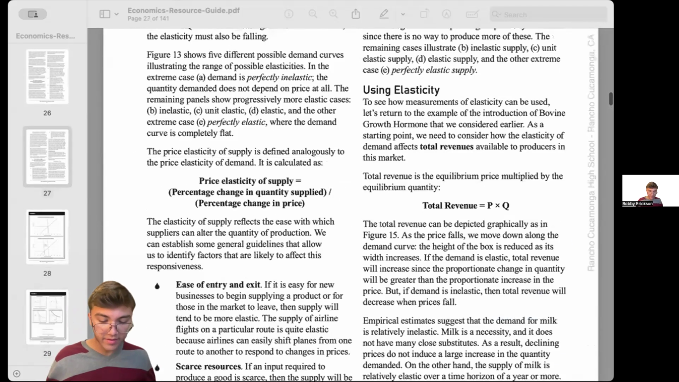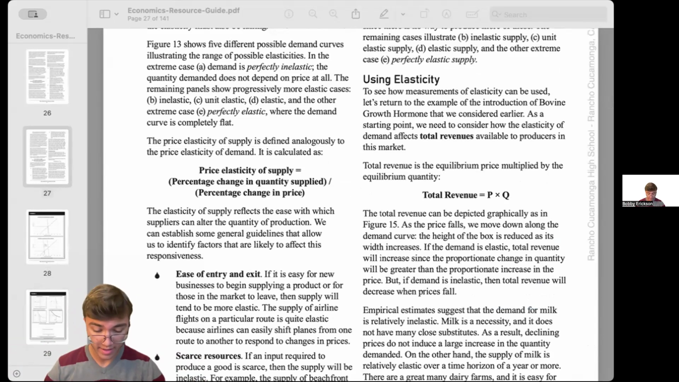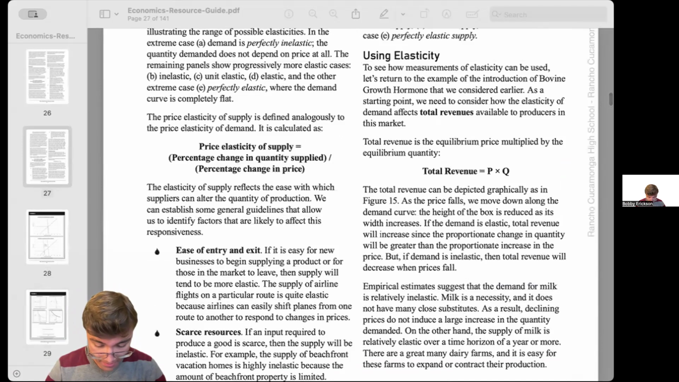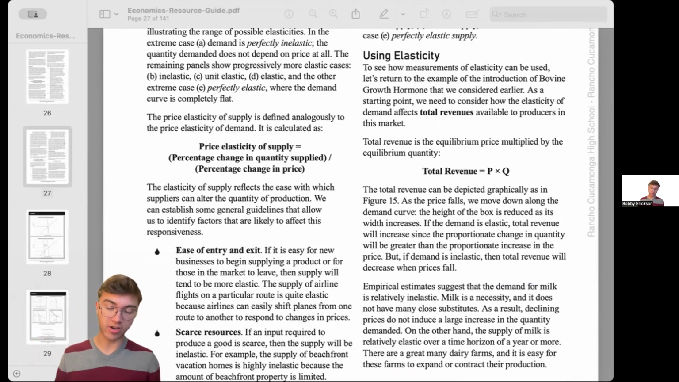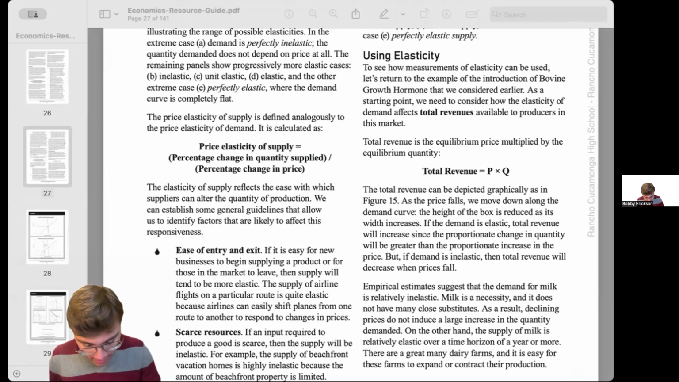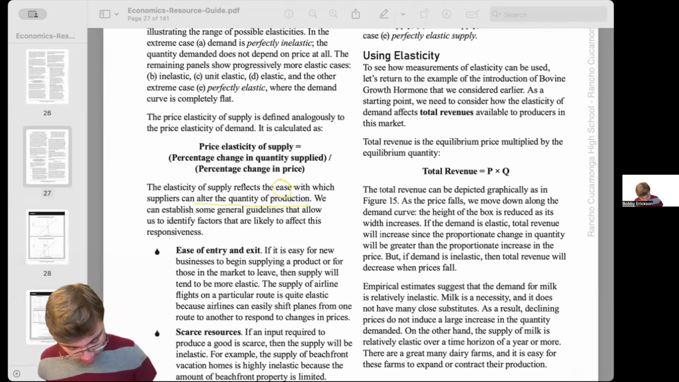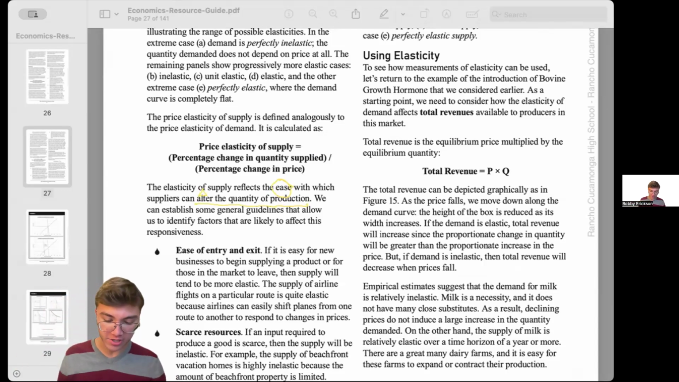So next up, we can talk about the elasticity of supply. It's very similar to elasticity of demand, where the percent change in the quantity supplied is divided by the percent change in price. Opposite slope here. It shows the ease at which suppliers can change the quantity. So changing, let's put a little delta there, the quantity of production. How much are we changing how much we're producing, given a change in price.